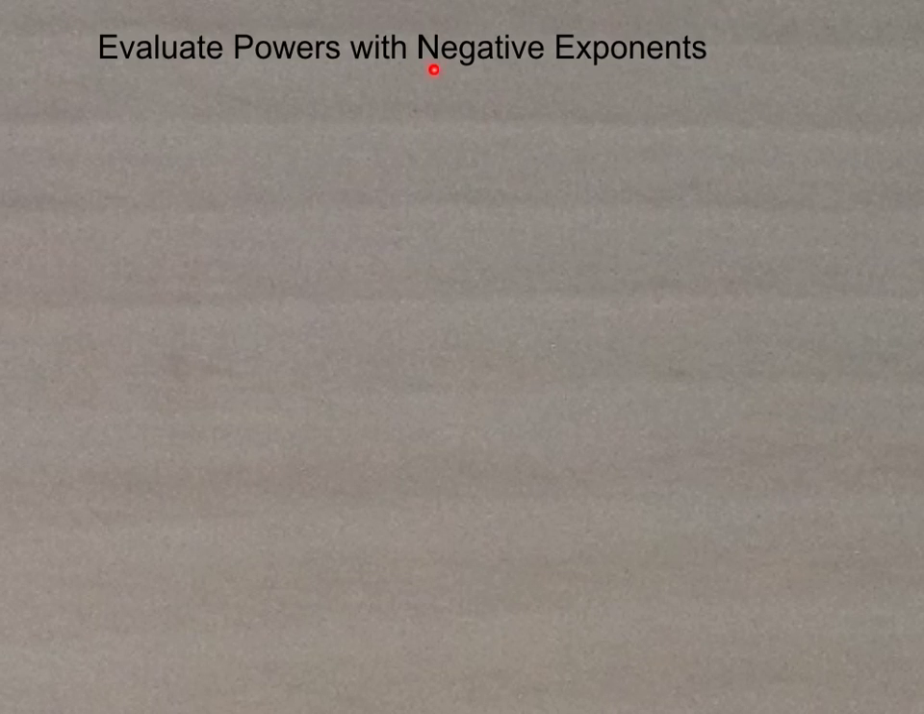So what does it mean to evaluate a power when we have a negative exponent? Let's first recall what it means when we have a positive exponent, such as 2 to the third power. What that means is it's equal to 2 times 2 times 2.